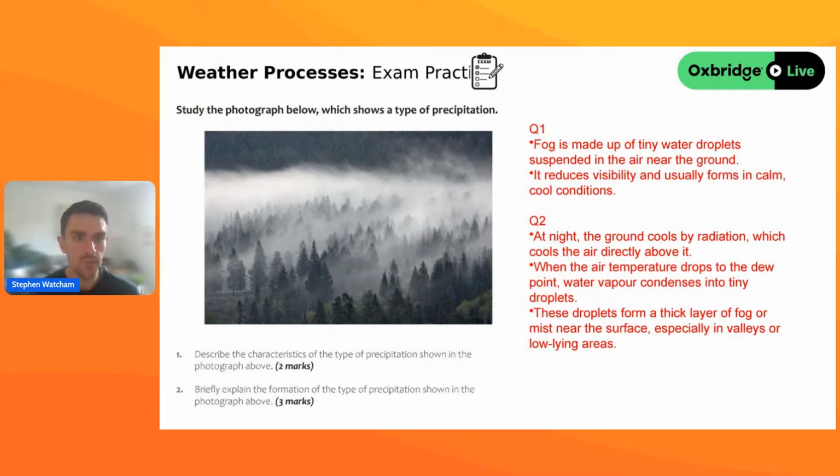And explain the formation of the type of precipitation shown. Well, at night, the ground cools by radiation, long-wave radiation being emitted back out to space, which cools the air above it. When that temperature drops to the dew point, the water vapor condenses. We form those tiny droplets. They form around condensation nuclei, and those droplets form a thick layer of fog near the Earth's surface, usually within depressions, such as within valleys.